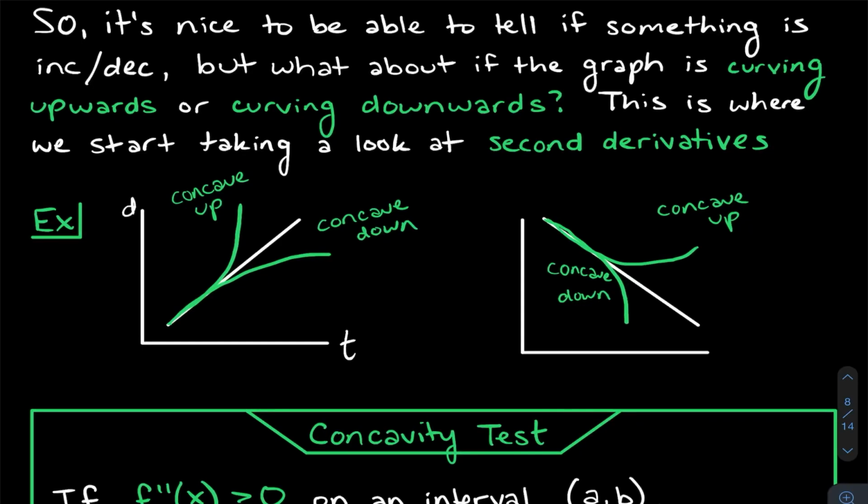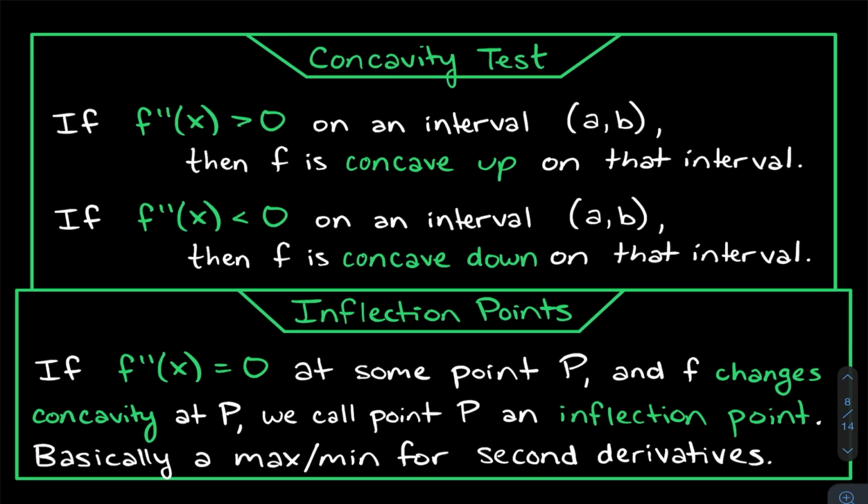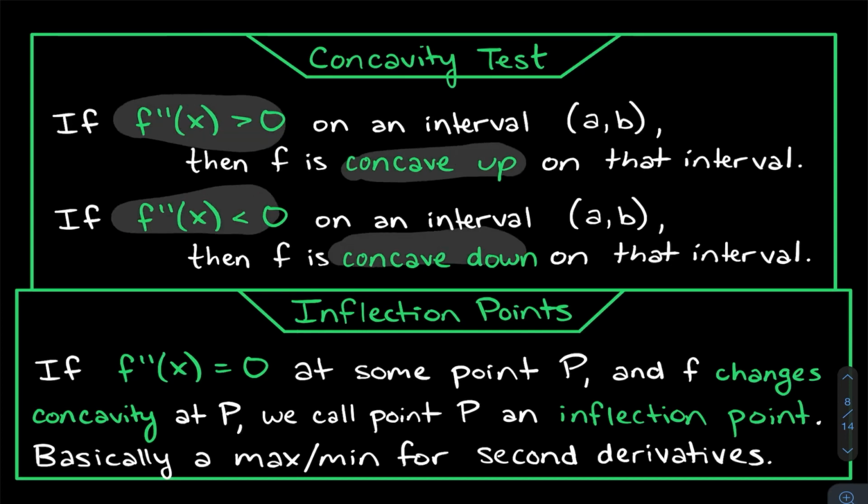Okay, so a good way to think about it is with a distance time graph. But yeah, so here I have the concavity test and inflection points, and here's where we will really get into it. So the concavity test is the exact same as the increasing decreasing test, except now we are dealing with the second derivative instead of the first derivative. Okay, so if you know the increasing decreasing test, you know the concavity test. If the second derivative is positive, concave up. If the second derivative is negative, concave down.